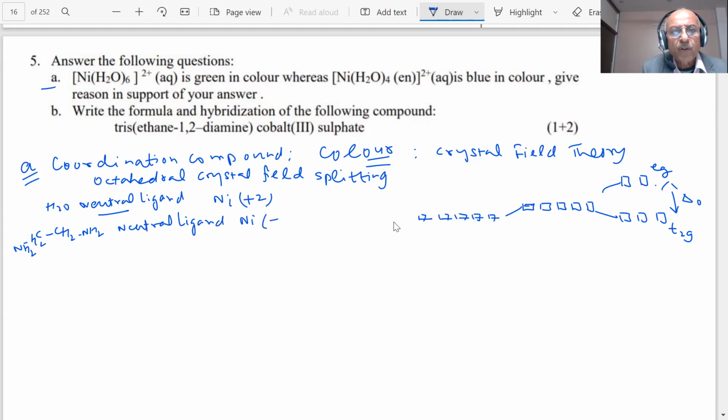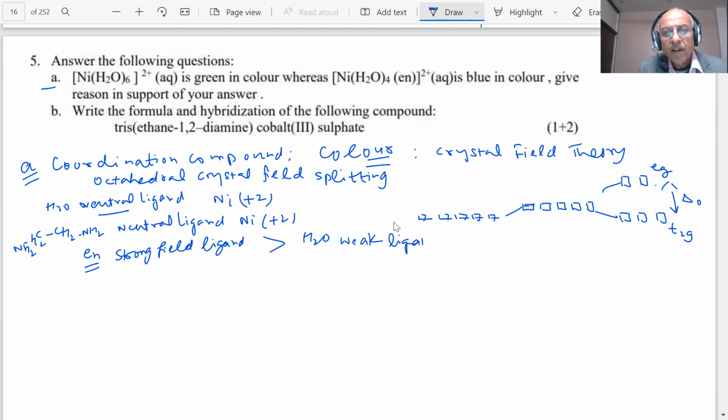Nickel is in +2 oxidation state in both the cases. Then what has happened? There is a change in ligand. En is a strong field ligand as compared to water, which is a weak ligand. There is a spectrochemical series which has been given. You can see in the NCERT book the spectrochemical series, which gives the strength of the fields. En is a stronger field than water.